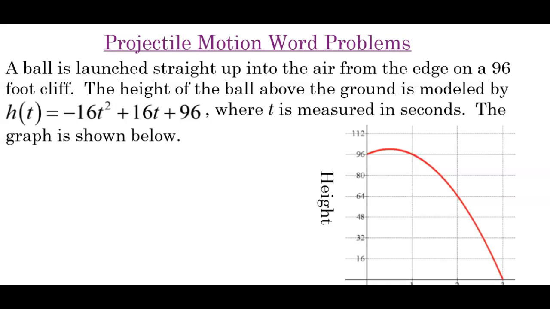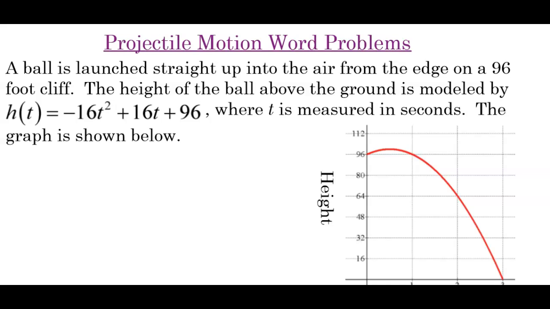Hey everyone, in this video we're going to learn how to solve projectile motion word problems. These problems are going to involve throwing or launching an object up into the air and measuring the height above the ground in relation to time. Our first example: a ball is launched straight up into the air from the edge of a 96-foot cliff.